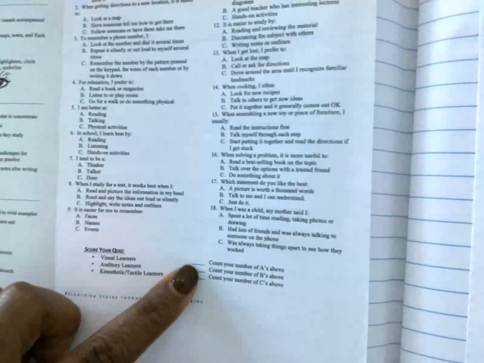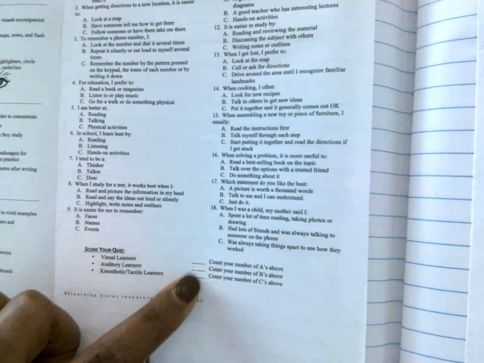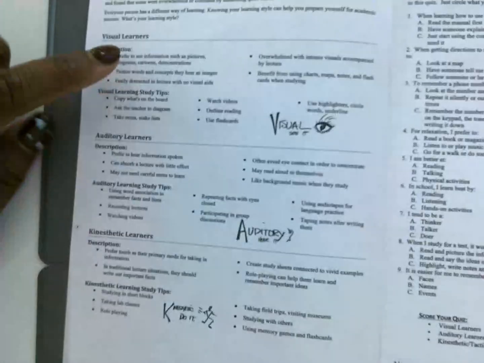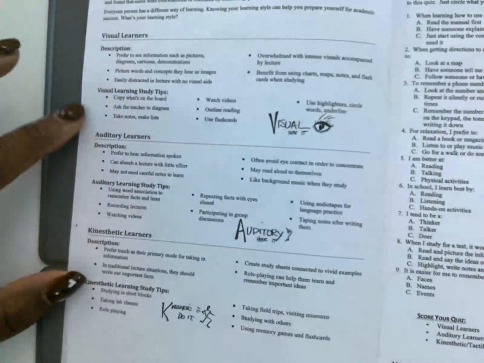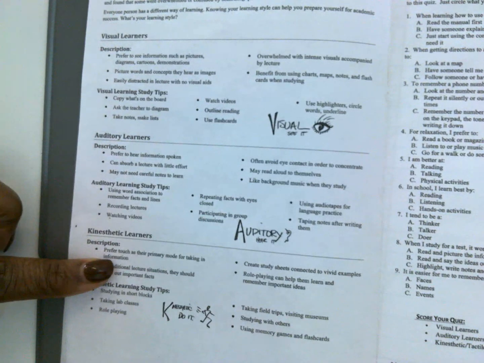Page 8 is learning styles. Okay, you need to make sure that you have circled your answers in. We counted how many we had. Our number should be down here. And we talked about which one does that make us and some of the things that we could do to study. Okay.